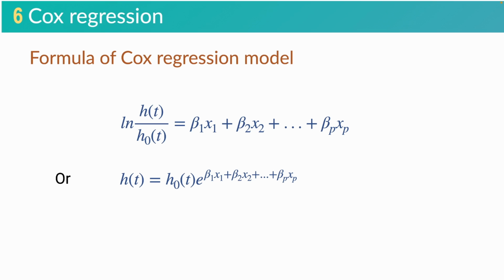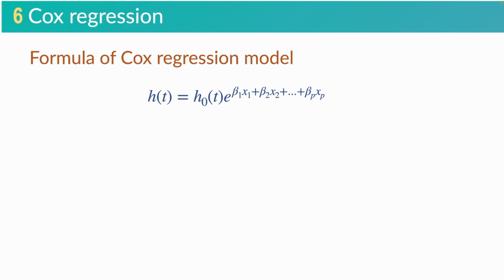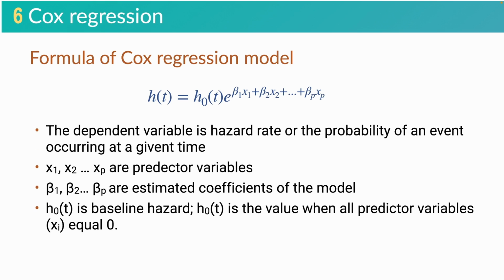This is a formula of Cox regression model. The model is an exponential model and it is based on hazard rate. The dependent variable is hazard rate, or the probability of an event occurring at a given time. X variables in the model are predictor variables, and beta values are estimated coefficients. And H0(t) is baseline hazard when all the predictor variables equal 0.